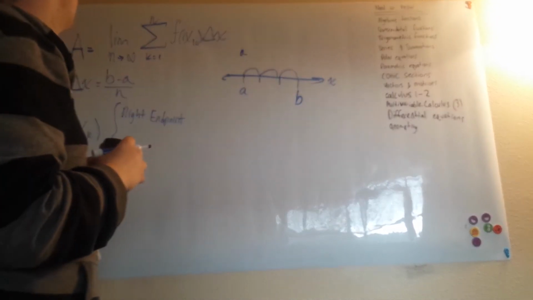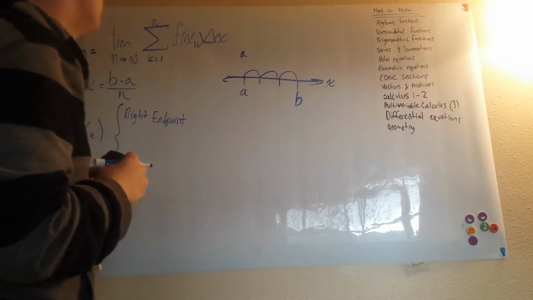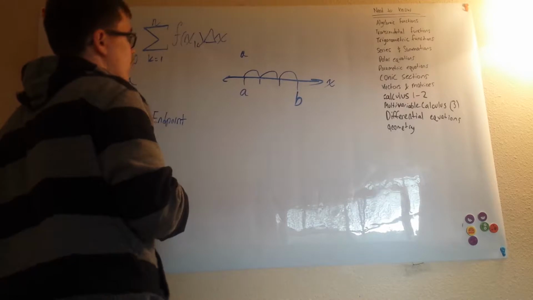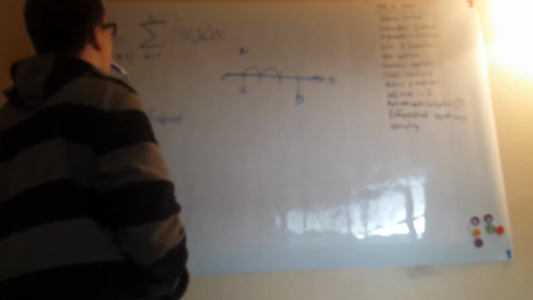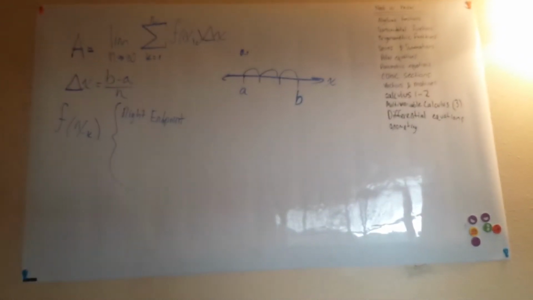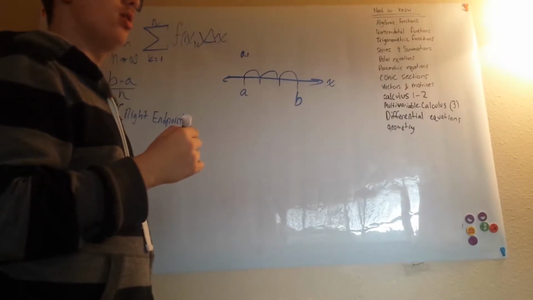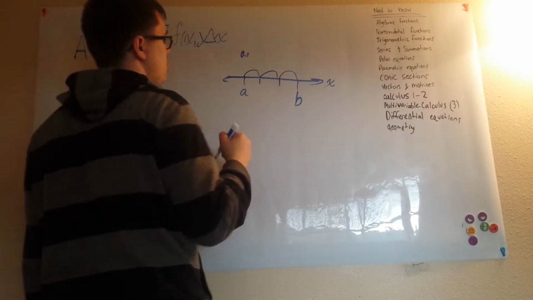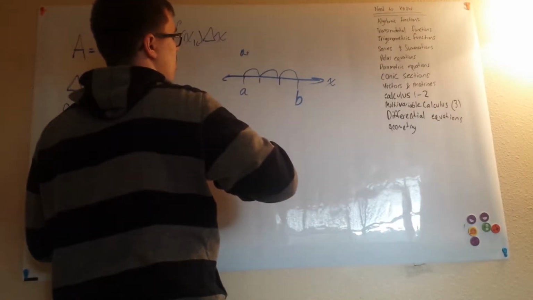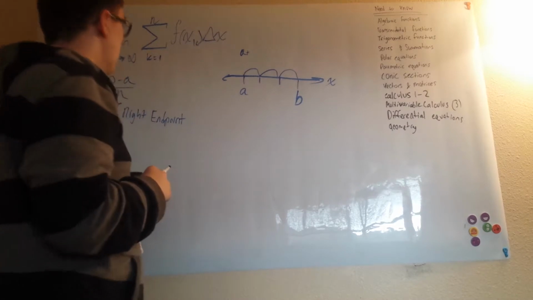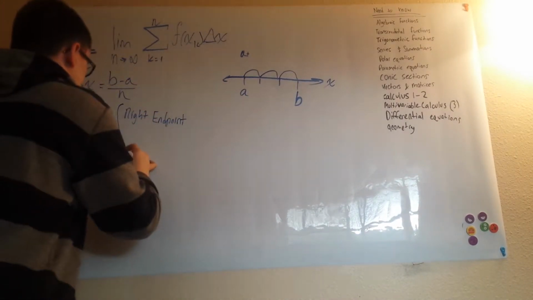We're going from k equals 1. See the first one is just going to be the a. Well, that's the left endpoint, right? Sorry, that's the left endpoint. Let's cover the left endpoint then.